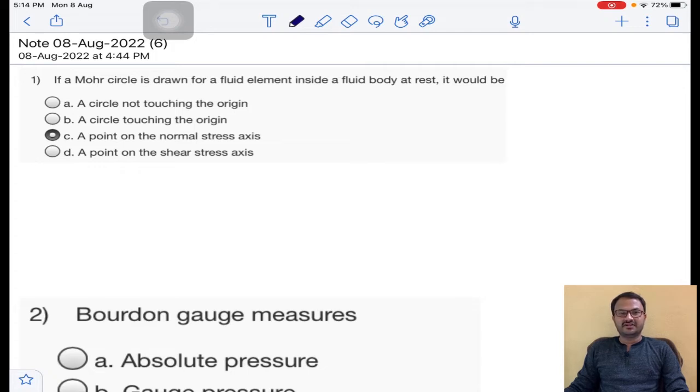Today I am going to solve the second assignment of fluid mechanics. Shall we start? First question.